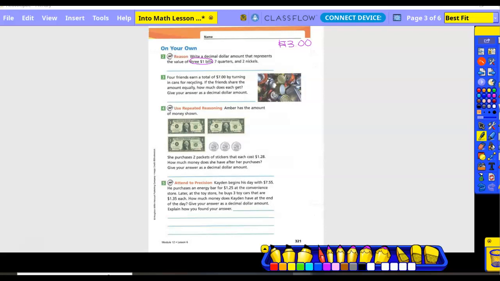Okay, 7 quarters. How much is 7 quarters? How many quarters are in a dollar? 4. So how much is 7 quarters? $1.75. And then how much is 2 nickels? It's 10 cents, right? Nickels are 5 cents, so 2 of them would be 10 cents. And then I need to do what there, guys? Add.